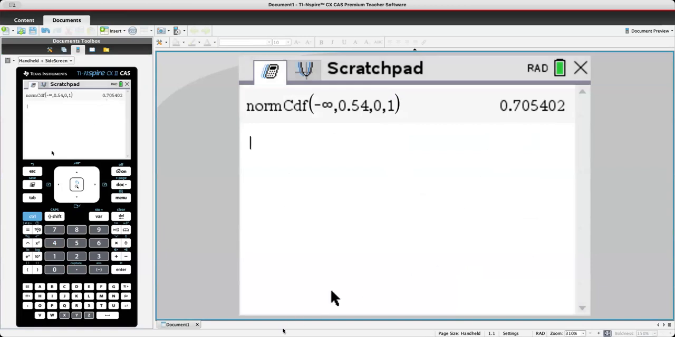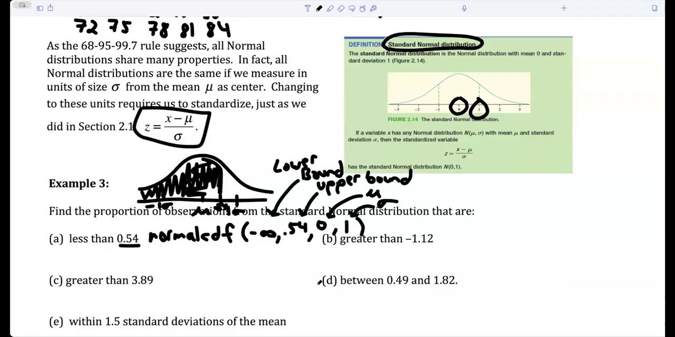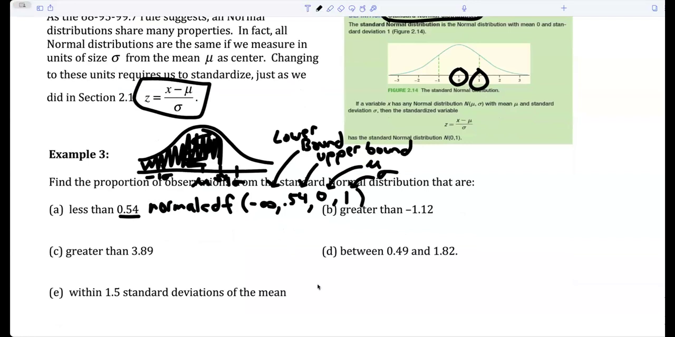So let me go back to the notes here for just a second. This is saying that the proportion of observations that are less than 0.54 standard deviations above the mean is approximately 70.5%. Okay, and look at our little sketch there. Does that seem like a reasonable answer? Sure.